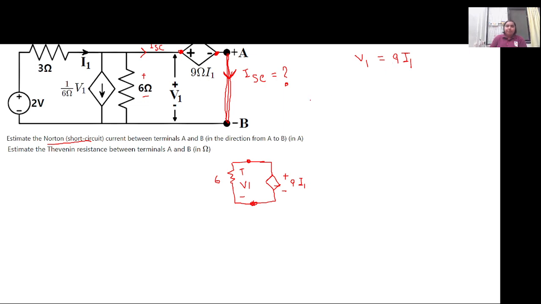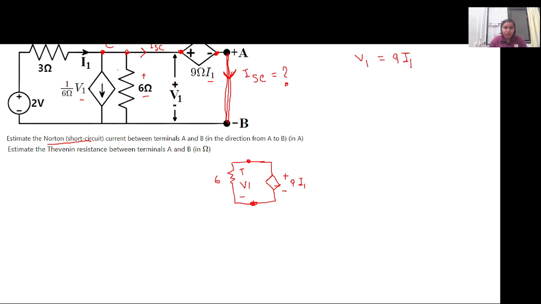Now to solve, we actually have three unknowns. We have I1, V1 and ISC. So we need to have three equations. So we will apply KCL and KVL. First let's apply KCL at node C. So let this be the node C.